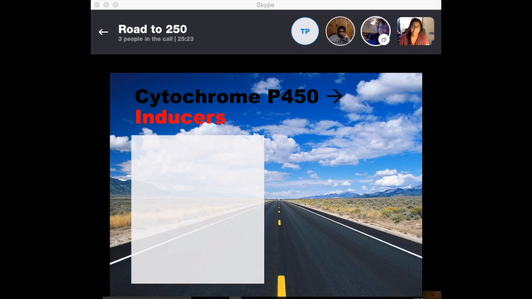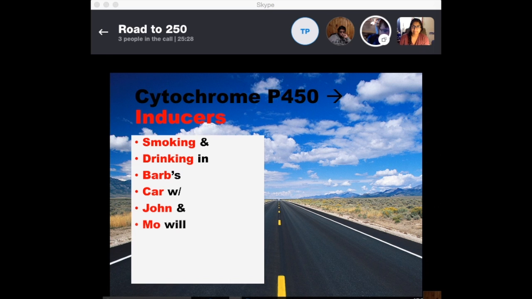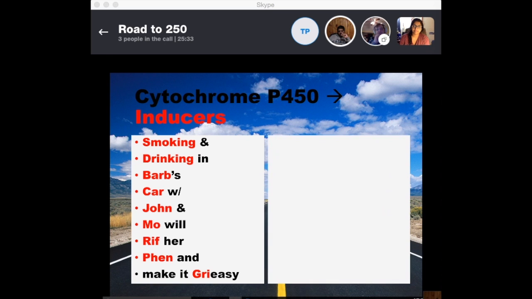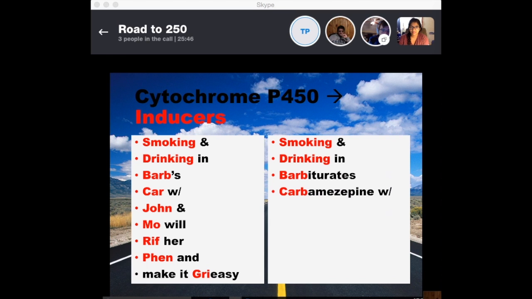All right, so we've got the inducers. The mnemonic that I remember from Kaplan is "smoking and drinking in Barb's car with John and Mo will riff her fun and make it greasy." So, let's go down the line because that's just how this PowerPoint's working. Smoking, drinking, barbiturates, carbamazepine, St. John's wort. The... what the heck is that? It is a narcolepsy drug.